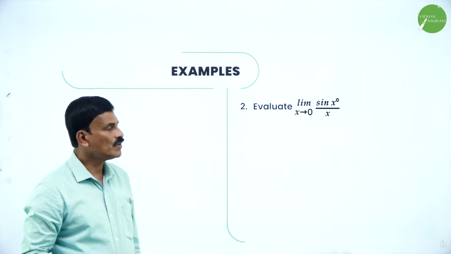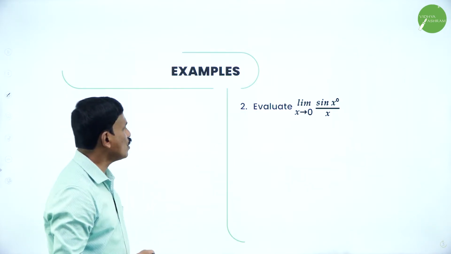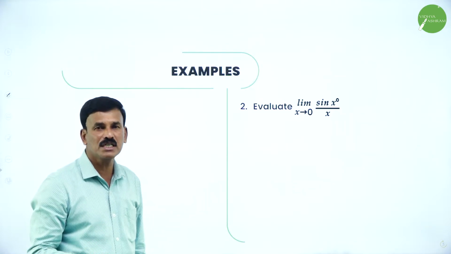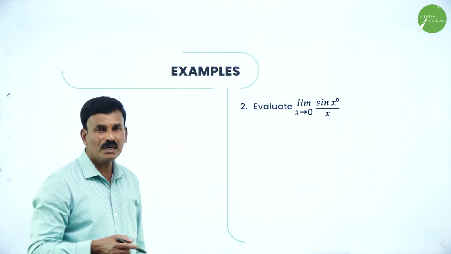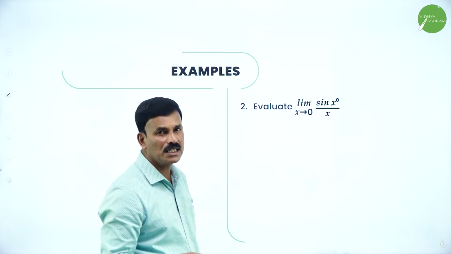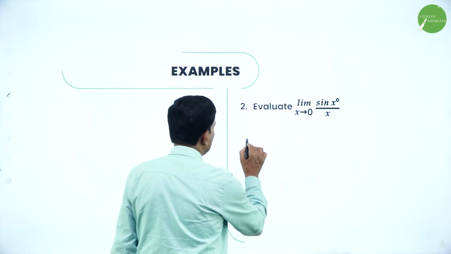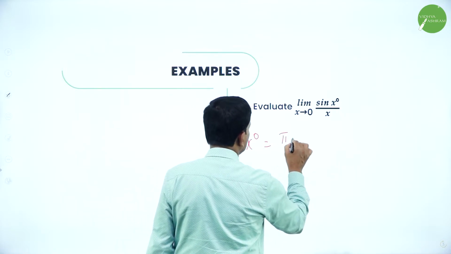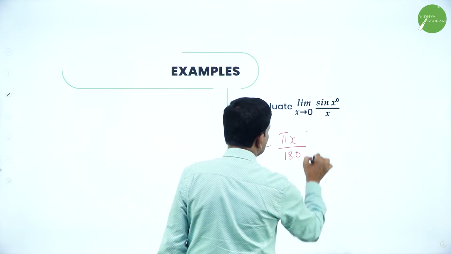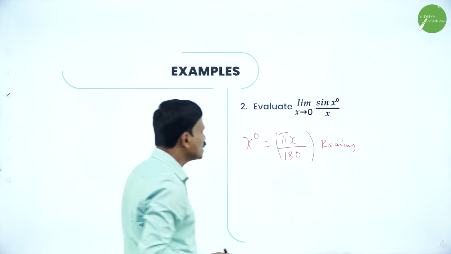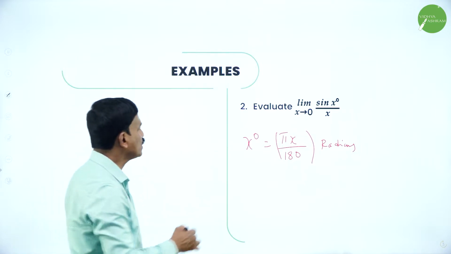Now here, what is given? Limit x tends to 0 of sin x degree divided by x. Suppose if it is sin x by x, right away we can write 1. But it is sin of x degree divided by x. Now convert x degrees first. There is one formula: x degree is also equal to pi x divided by 180 radians. This is the formula we are going to use.